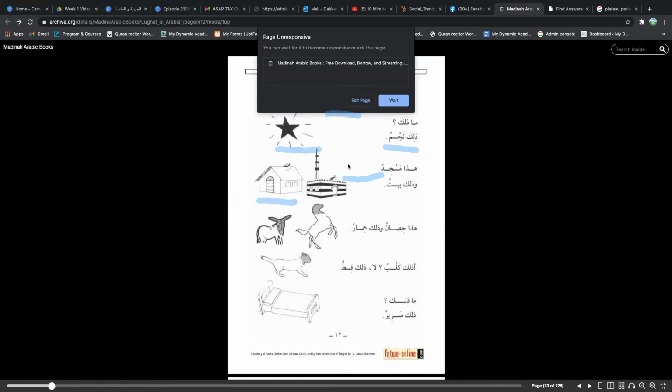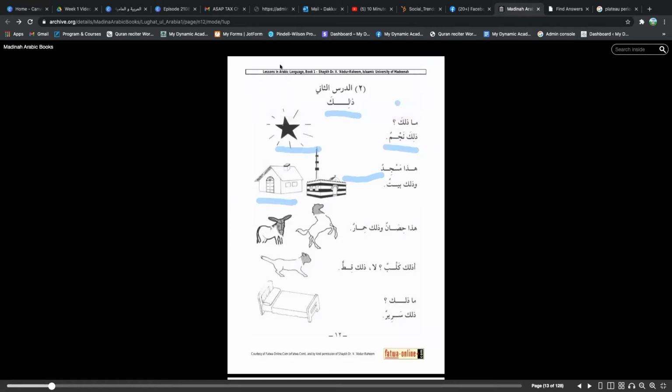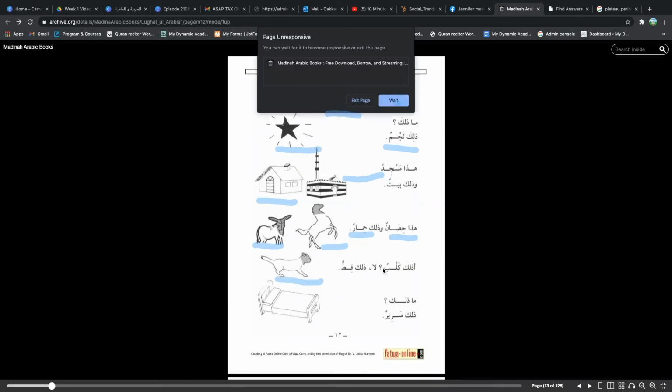وذلك بيت. This is a house. هذا حصان. See the horse. وذلك, and so this is a horse. وذلك, and that is a حمار. أذلك كلب. So talking about this picture here, is that a dog?